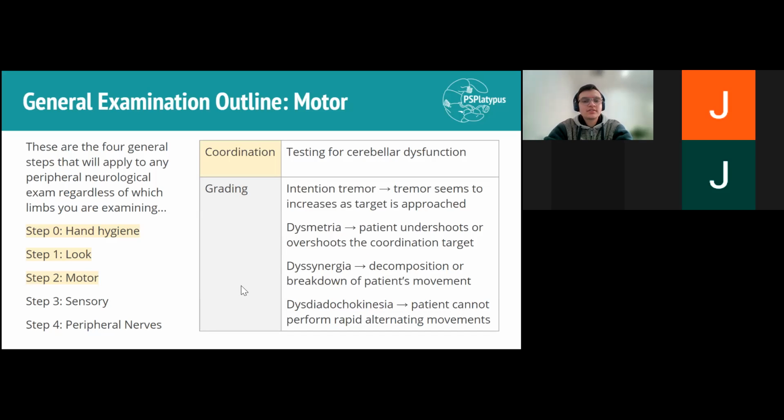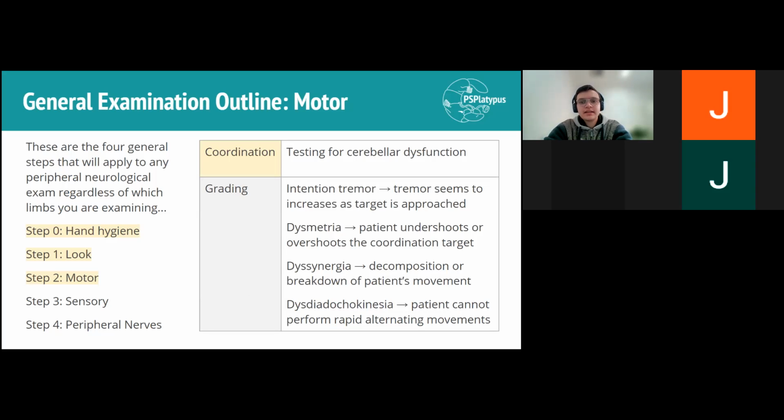Coordination is looking for some changes in your cerebellum. So we briefly covered the actions of the cerebellum. It's to do with coordination, it's to do with balance, all those things you're trying to test with these sorts of mechanisms. Now, how you grade this, and this is not so much grading, it's just the pathologies you can get.